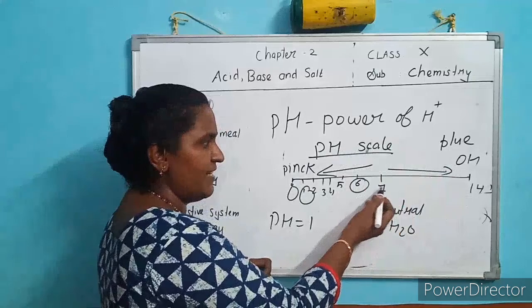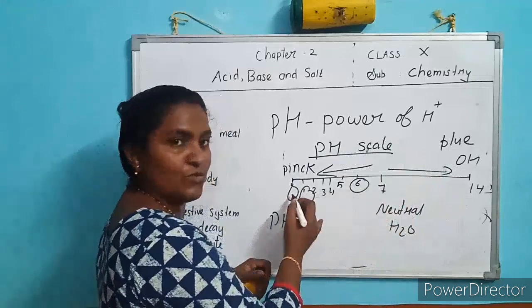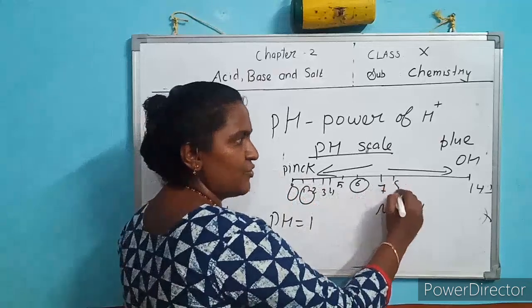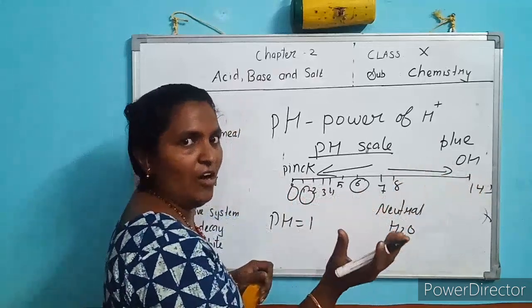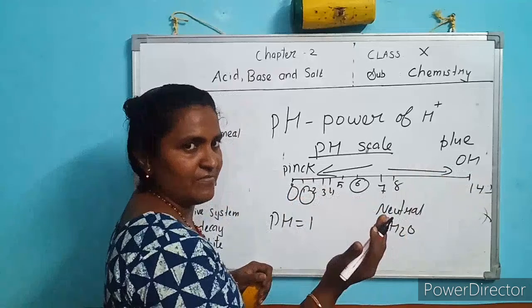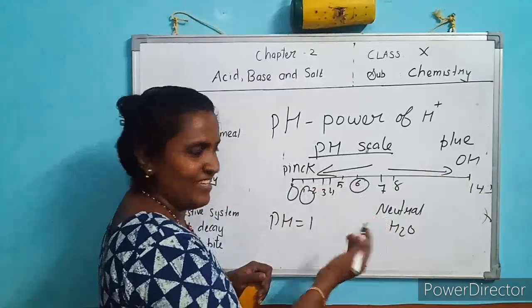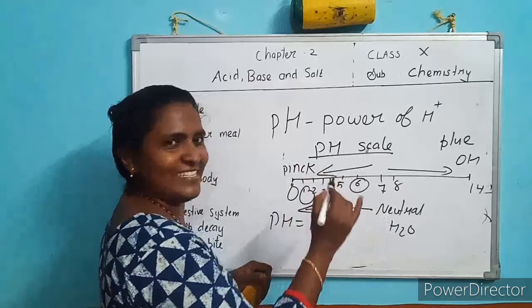Understood? So the reading 6 to 0 is acid. If the pH reading shows 8 to 14, it is an alkali or base. Understand? Less the pH, more the acidic.